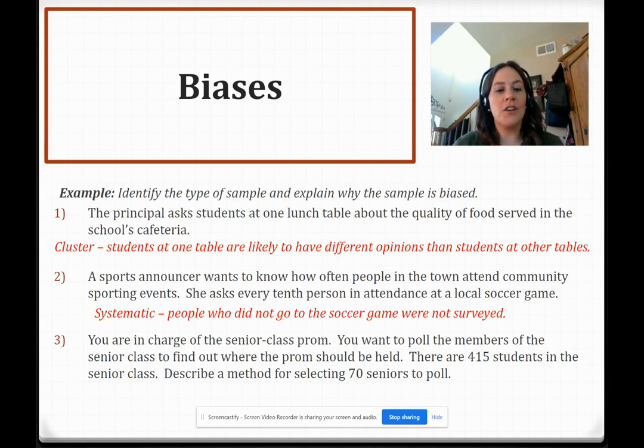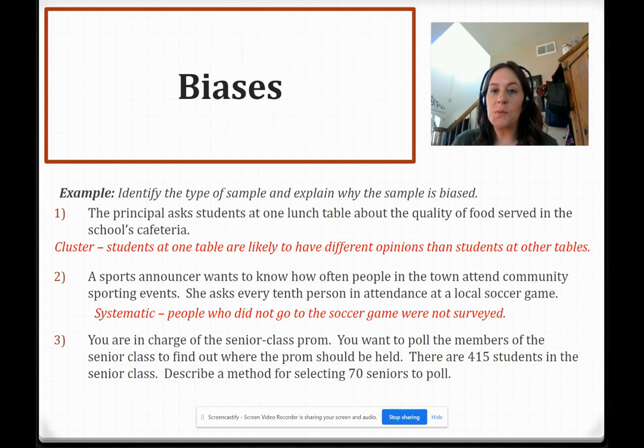Number 3, you're in charge of the senior class prom. You want to poll the members of the senior class to find out where the prom should be held. There's 415 students in the senior class. Describe a method for selecting 70 seniors to poll. This is a little different because it's not necessarily asking you for a sampling method or a bias. It's asking how could you select the 70 seniors.